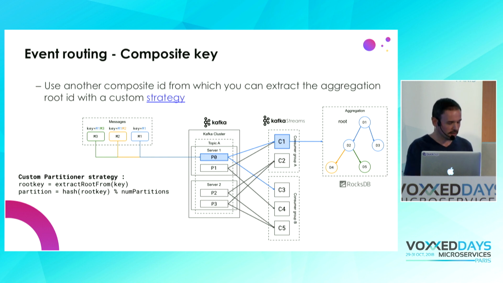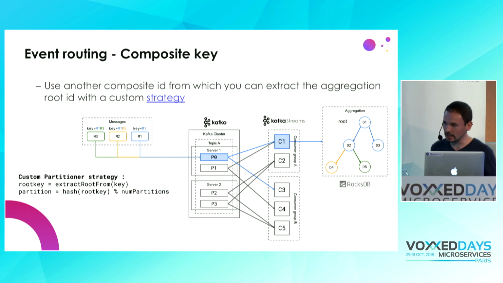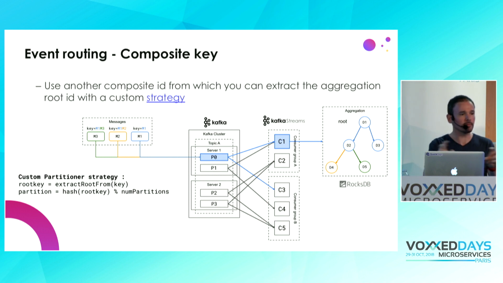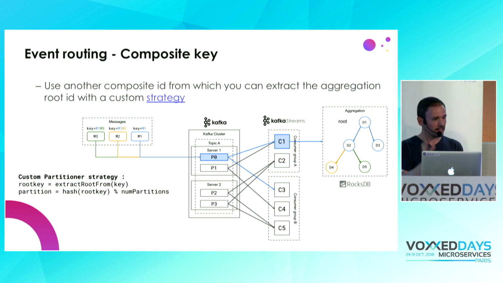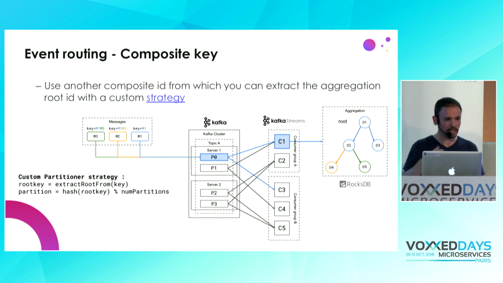And you provide Kafka with a custom partitioner strategy, which, as shown in the bottom left, extracts the root key from the key and creates a hash of the root key modulo the number of partitions, the same sharding algorithm. That way, you can make sure that all the messages related to an aggregation root end up on the same partition. This is very important.